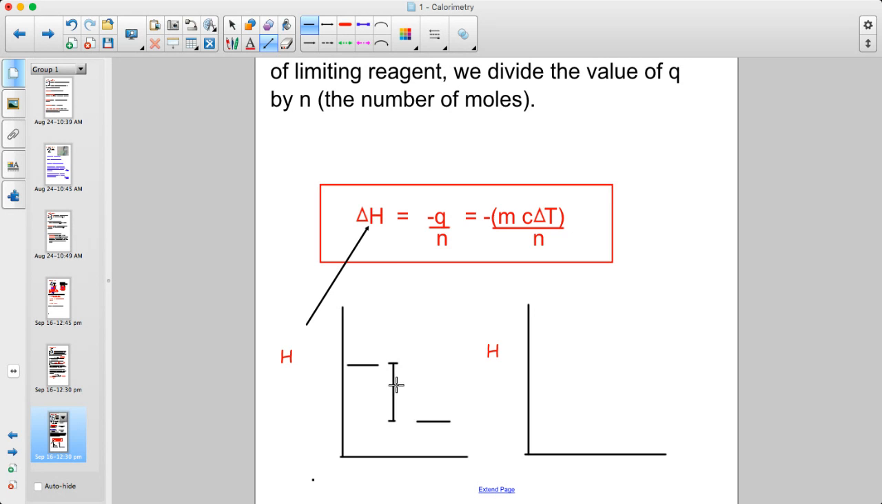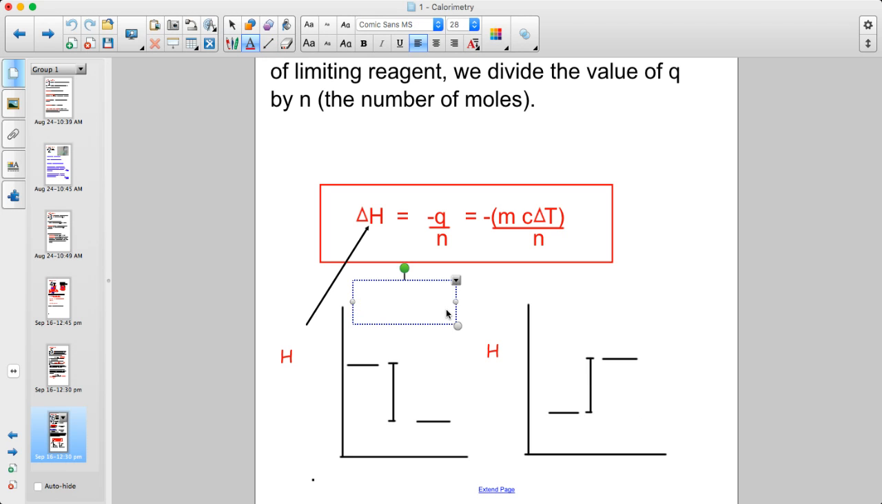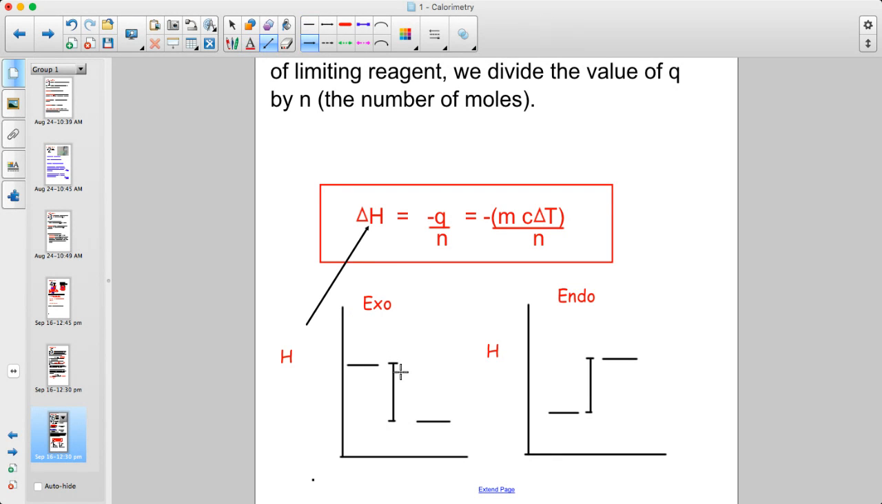Okay, so what I've just drawn here represents an exothermic process. Over here, this represents an endothermic process. Okay, so that represents the delta H, the change in enthalpy. So in this case, energy is absorbed, and therefore afterwards there's more energy in the system, more stored energy in the system. Okay, so this represents the change in enthalpy.